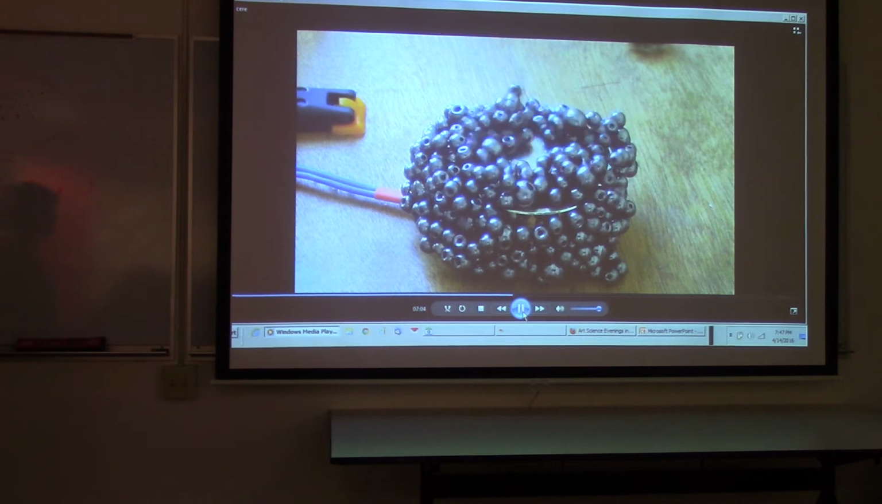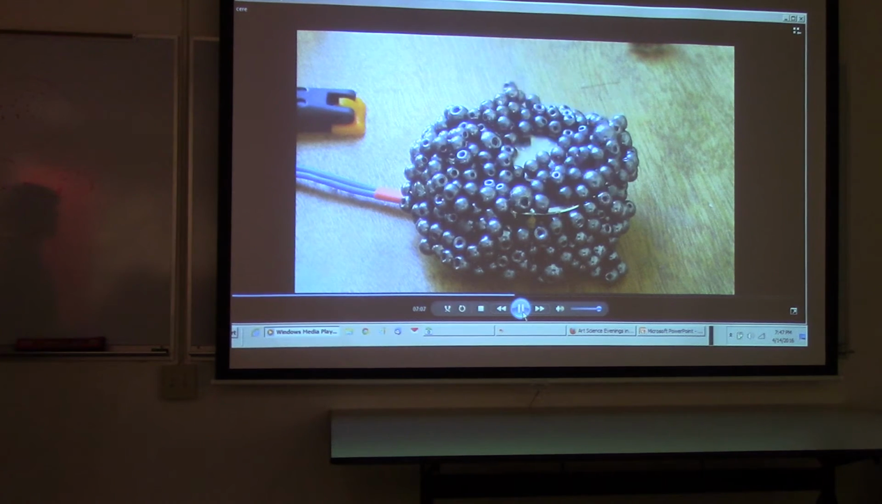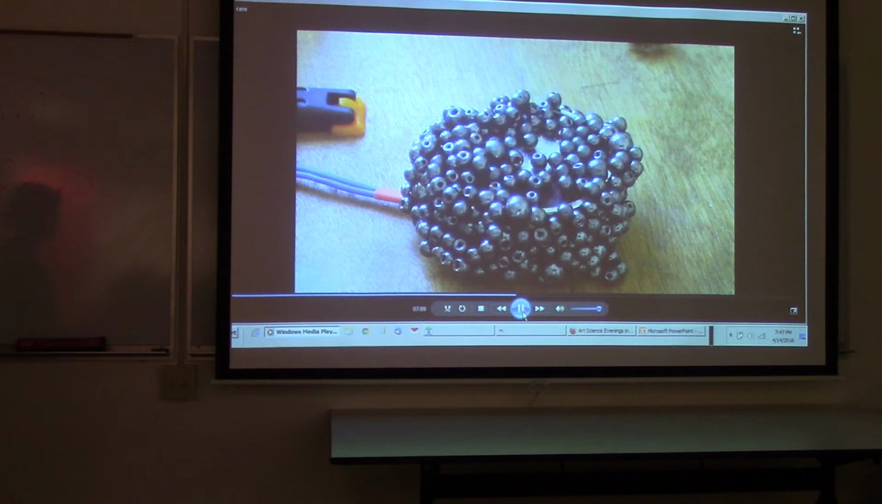Yeah, so it'll arrange itself actually around the edges of the system, just like gravity taking over basically.